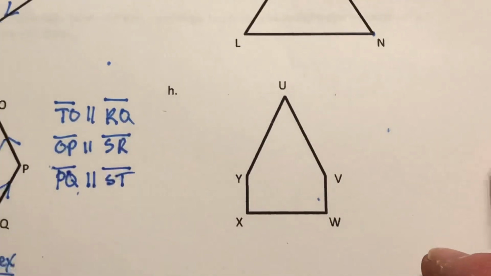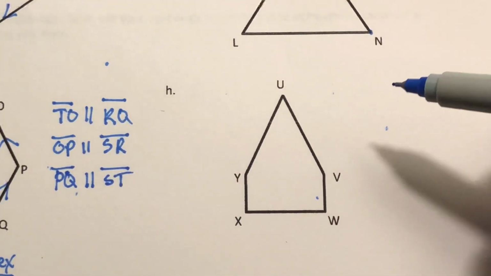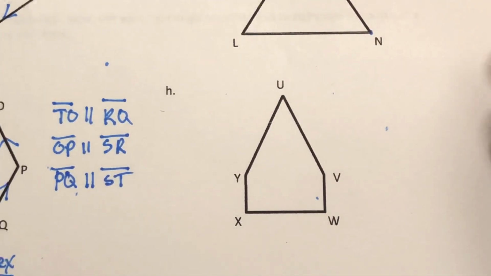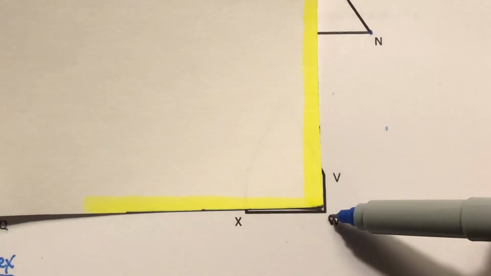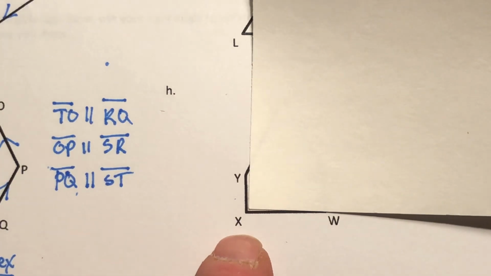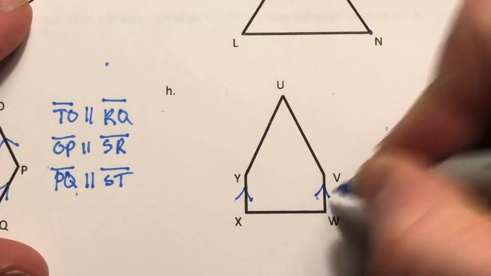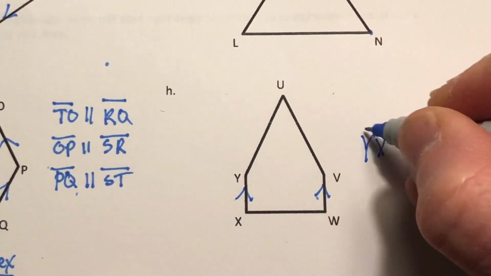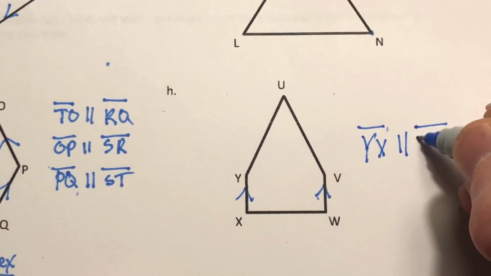And then finally our last one is like a really weird looking house, almost like an A-frame house, right? All right, I'm looking around here. Do you see any parallel lines? Do they stick out to you at all? Yeah, they stick out to me too. I'm noticing that this line, VW, is perpendicular to XW. And on the other side, YX is also perpendicular to XW. So that means this side and this side are parallel to each other. And that's it. So YX, line segment YX is parallel to line segment VW.